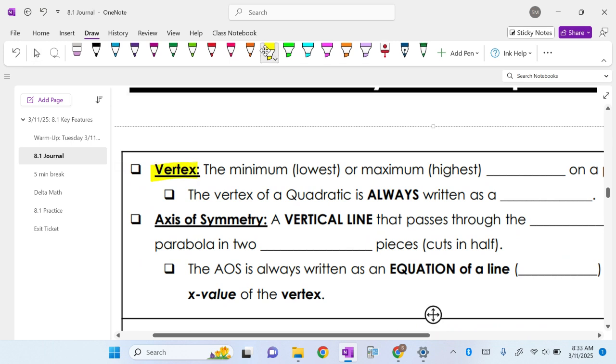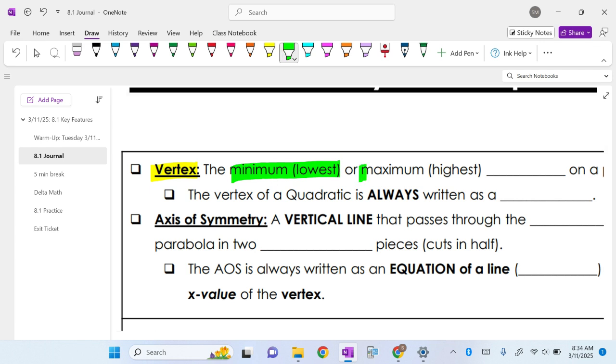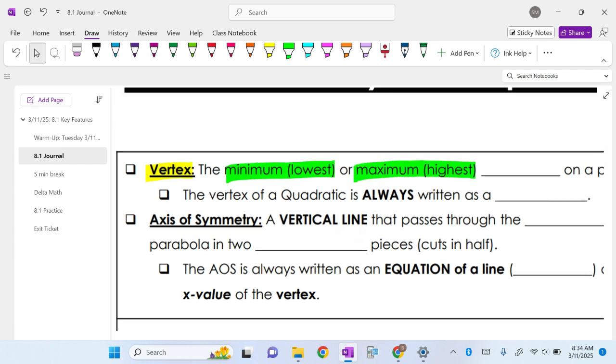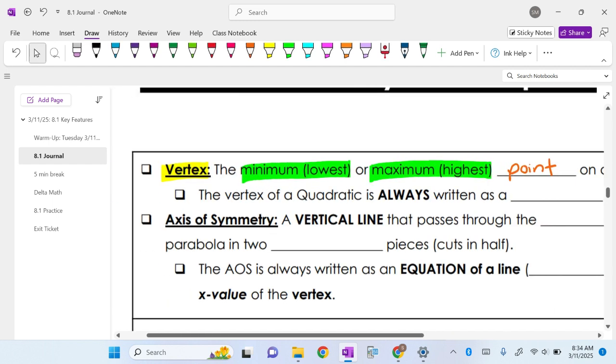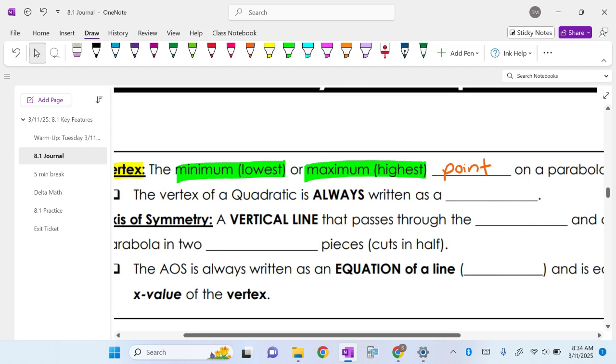So first off, the vertex is the minimum, or the lowest, or the maximum, or highest point on a parabola. So the reason there's an "or" is that on a parabola, depending on its orientation, it's either going to have a minimum or a maximum, meaning it's going to have either a lowest point or a highest point, but there's really no in between.